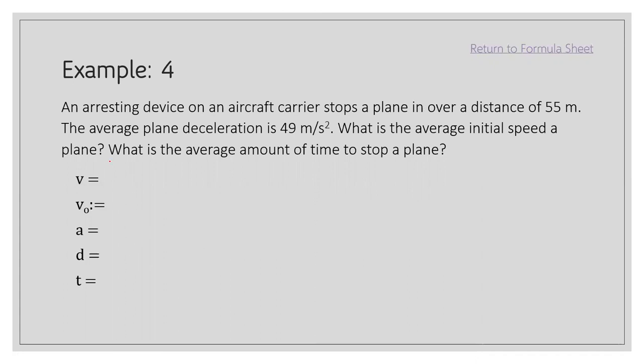So we're going to fill in some information and we're going to do the calculation. So it stops a plane. Stops tells me that the velocity final is 0 meters per second. So we can plug that in. Distance is 55 meters. And it decelerates. So this means this has to be negative. So acceleration is negative 49 meters per second squared. And what's the average initial speed? This is what I'm looking for. So I don't have time. I do want time, but I want the time later. So we'll just begin with these 4 pieces for now.